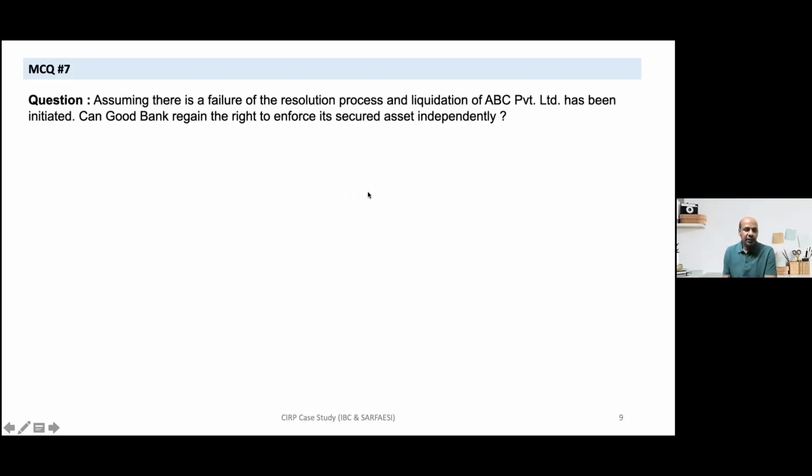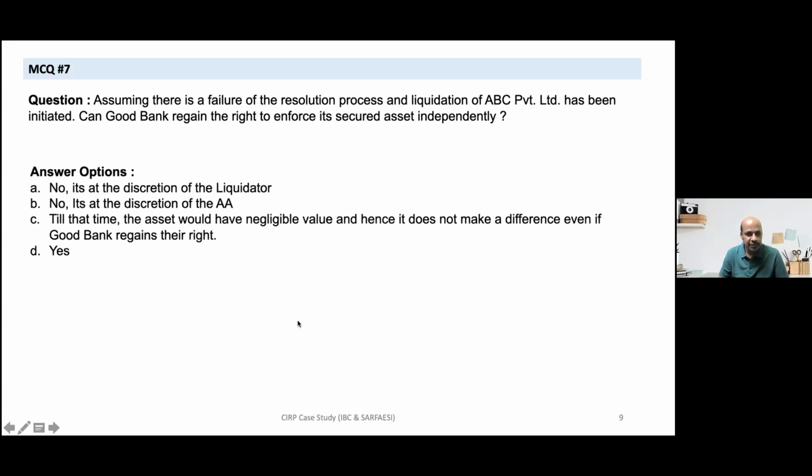Next question. So assuming there is a failure of the resolution process and liquidation of ABC Private Limited has been initiated, can Good Bank regain the right to enforce its secured assets independently? I hope the question is very simple, and here are the options. Option A, no, it's at the discretion of the liquidator. B, no, discretion of adjudicating authority. C, till that time the asset would have negligible value and hence it does not make any difference even if the Good Bank regains the right. And the last option is D, yes.